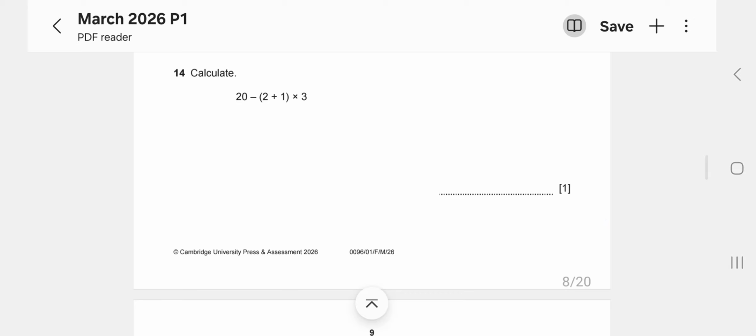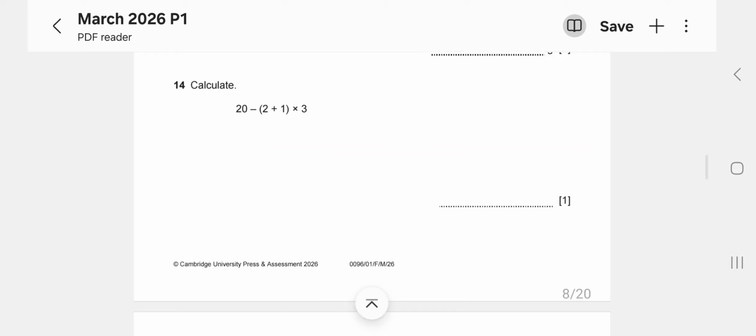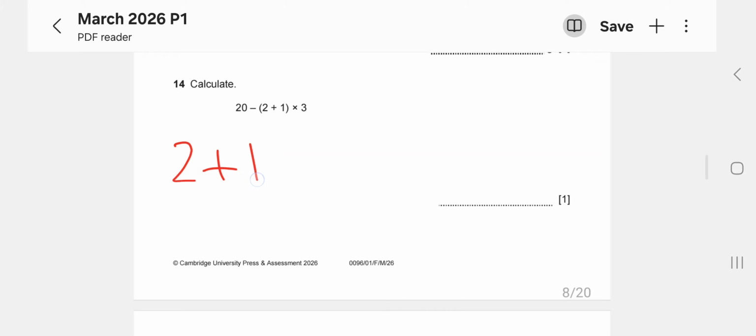According to order of operations, we have to write first brackets, multiplication, division, addition, and then subtraction. Brackets first, multiply, divide, add, and subtract. So first, 2 plus 1, 3, times 3 equals 9. 20 minus 9, it will be 11. Final answer, 11.